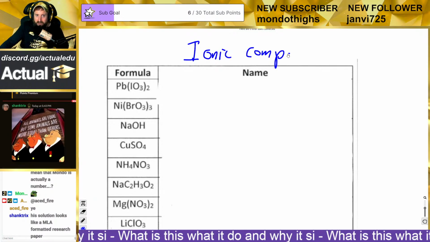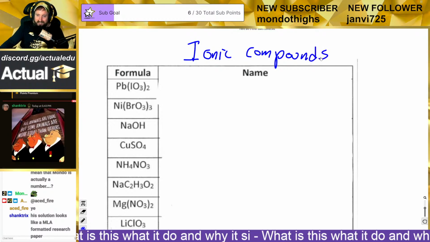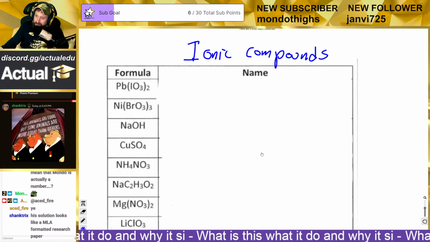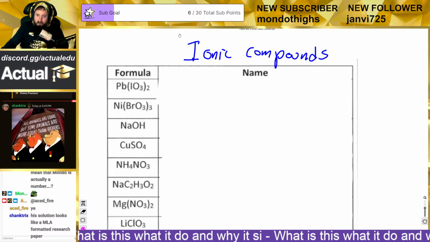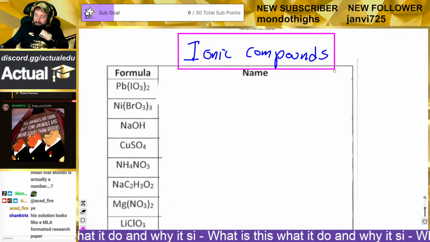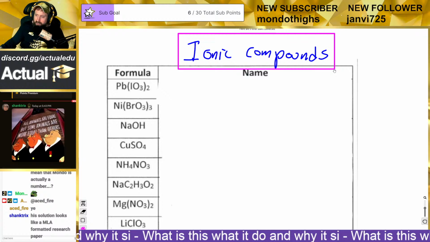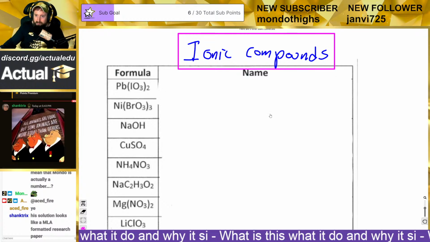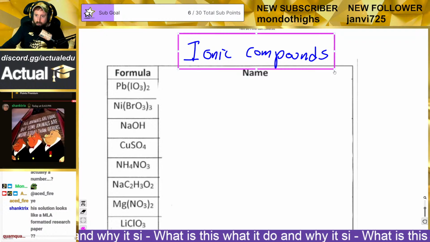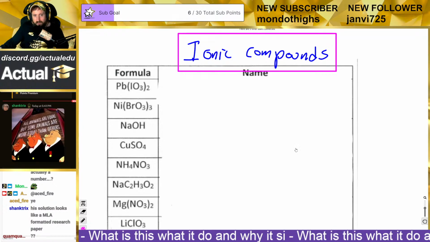His solution looks like an MLA formatted research paper. Yeah. What high school do you go to? Are you catfishing us, Quam Quam? Actually, I think Quam Quam is from the Philippines. Not the Philippines, sorry. From Singapore, I believe. It's from somewhere like a super smart place. Yeah, Quam Quam, where are you from?